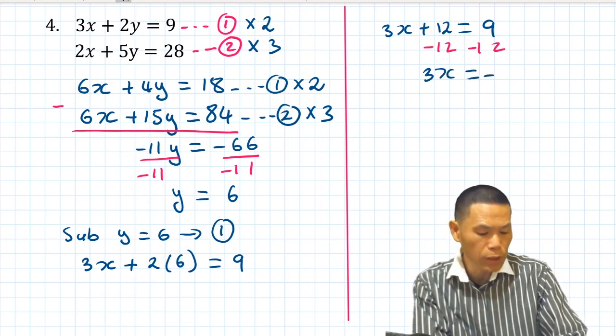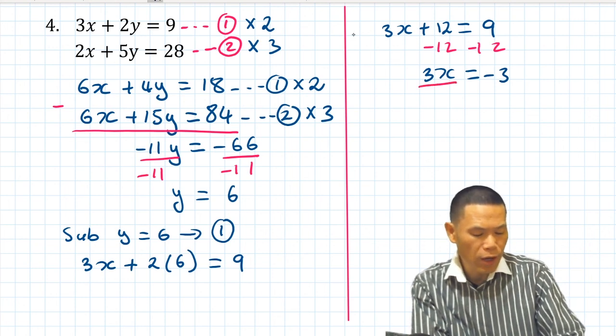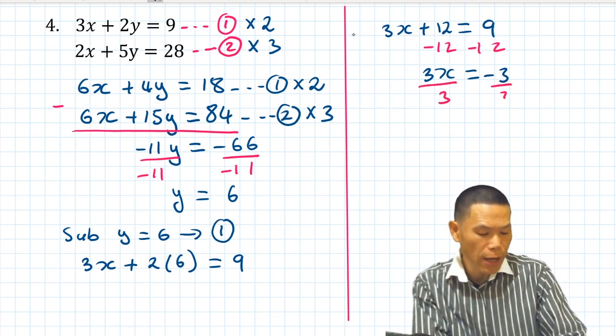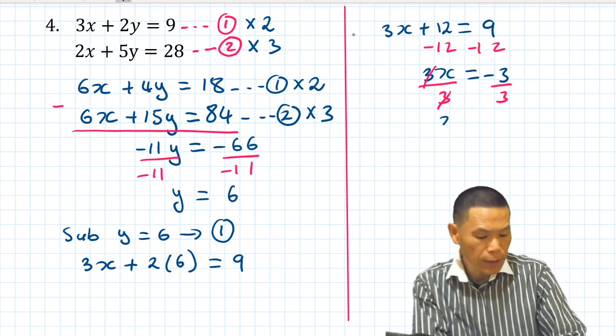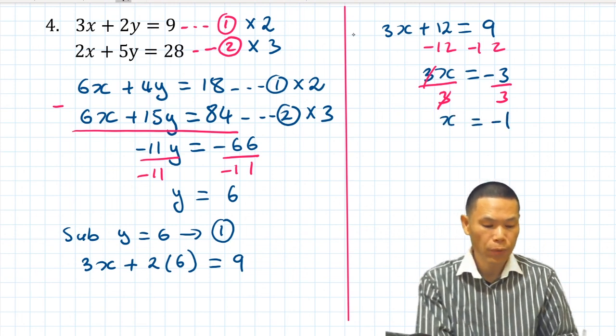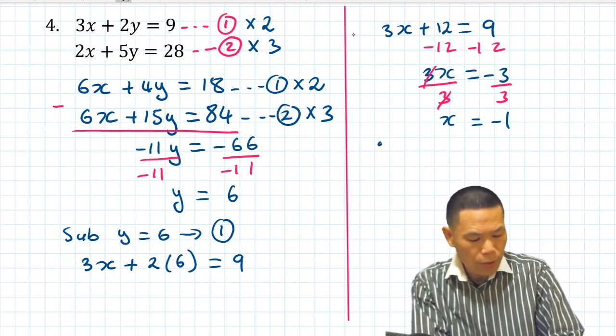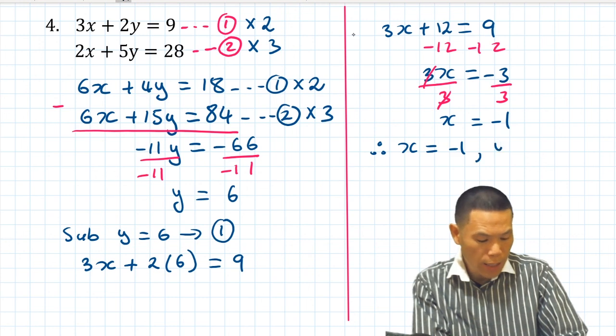So the answer should be negative 3. Then I divide by 3 to get rid of the 3. So that's gone. So therefore, x is equal to negative 1. So the answer is, therefore, x is equal to negative 1 and y is equal to 6.